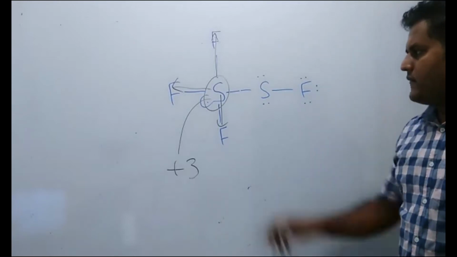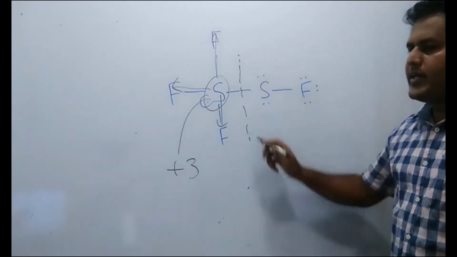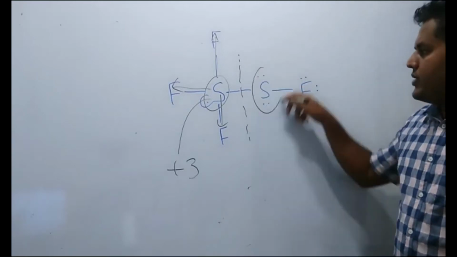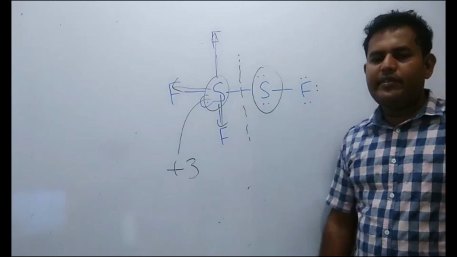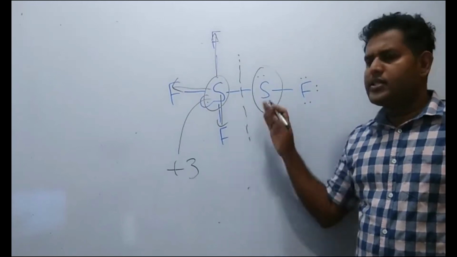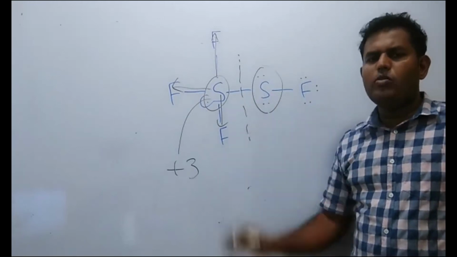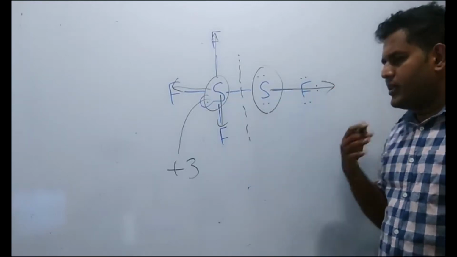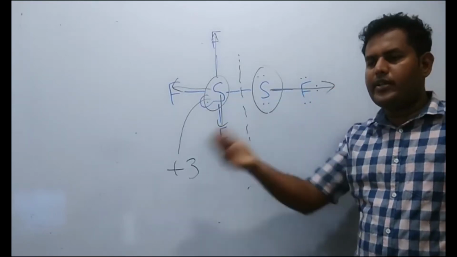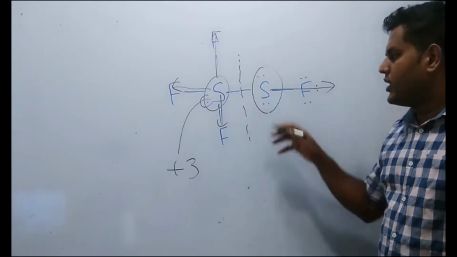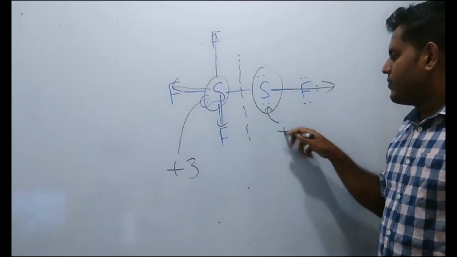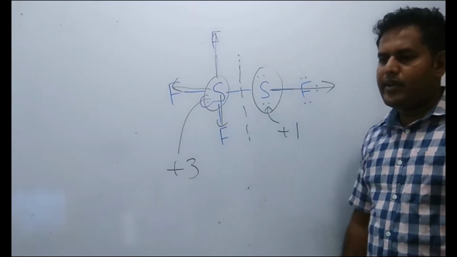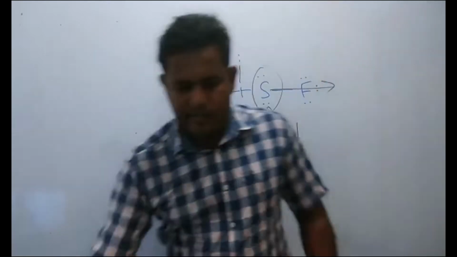There's no electron flow here. Electronegativities are the same. What about this sulfur? How many electrons will it give? Sulfur, there's no movement. But sulfur to fluorine, 1 electron is given. Removing 1 electron, giving it out. So that is plus 1. Plus 3 and plus 1, right? What should be the answer number?